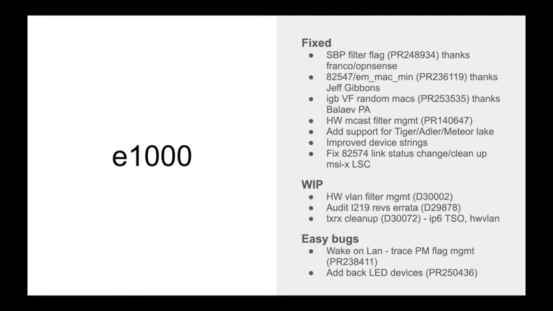I added support for the three recent or future client platforms from Intel. It's good to get those things in early because the FreeBSD release cycle is usually like 6 to 12 months out. So we want to get those things in as early as possible so people can run on new hardware when it comes out.